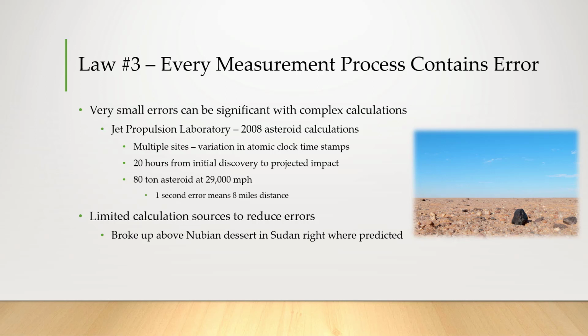So our third law: every measurement process contains error. This is very, very true. So, small errors can be significant with complex calculations. And we'll get into the example here of the Jet Propulsion Laboratory because I think it's very fascinating, how very small calculations could have made a huge impact.